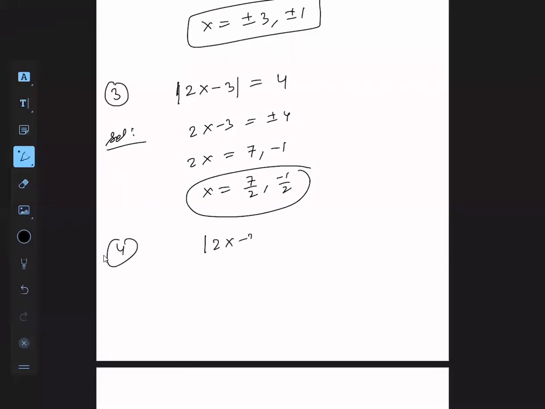What if it is given modulus of 2x minus 3 is less than 4? Beta, in this case, minus half will not be rejected. Minus half is not equal to mod x. Mod x is equal to x, where x can be positive or negative. Mod x cannot be negative, but x may be positive, may be negative. x can be any real number.